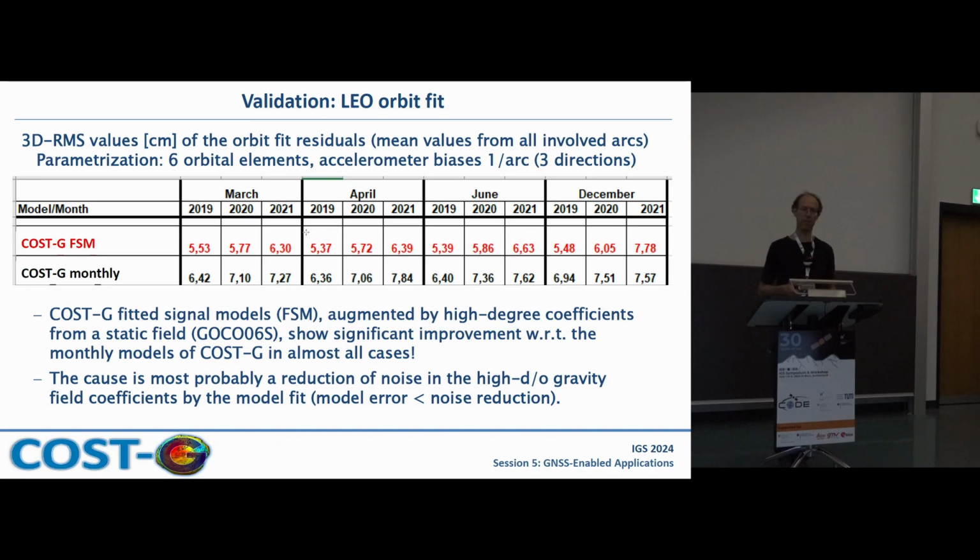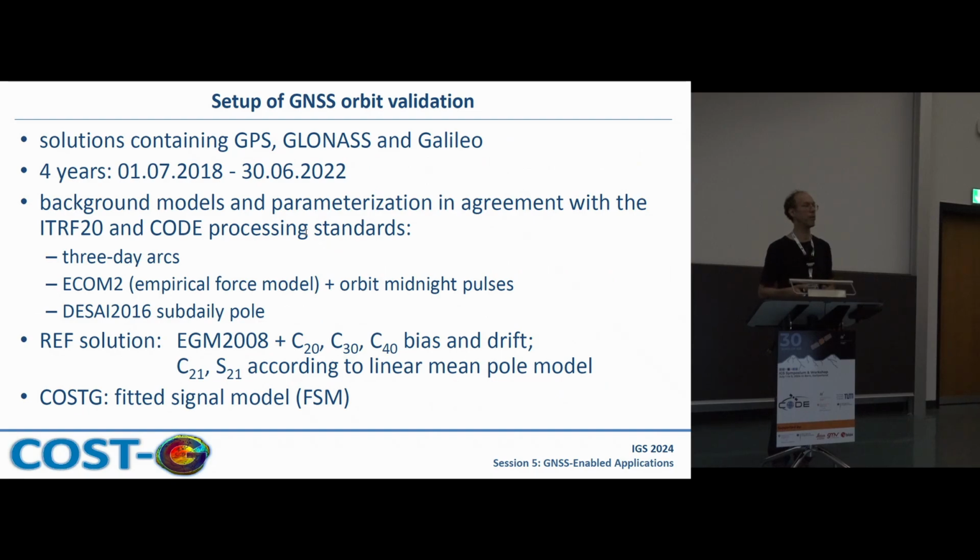We are a bit surprised because we believe that in the monthly models there's the best signal content that you can achieve. But obviously the low-flying satellites are also sensitive to the higher degrees of the gravity field, and there the fitted signal model shows a noise reduction because of the fit compared to the monthly ones, and obviously low-flying satellites profit from this noise reduction. And so the fitted signal model is even better than the monthly solutions.